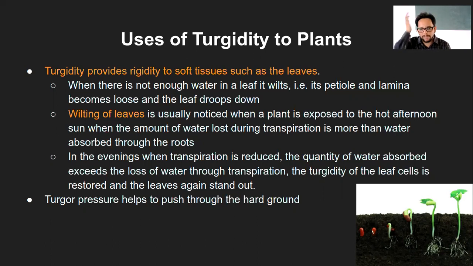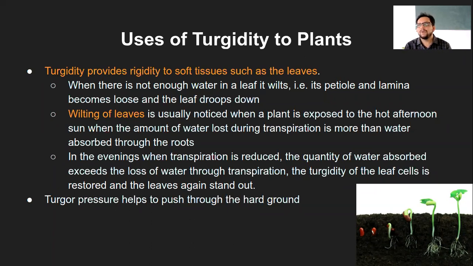Again, the temperature drops a bit because the sun has gone down, so transpiration reduces and the quantity of water absorbed exceeds the loss of water. So transpiration is less, water absorption is more, so the plant will have more and more water, and then the turgidity of the leaf cell is restored again, and the leaves stand out again. That is the way this wilting of the leaves is taken care of.